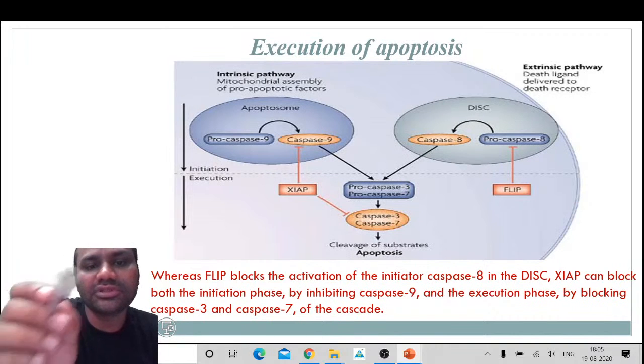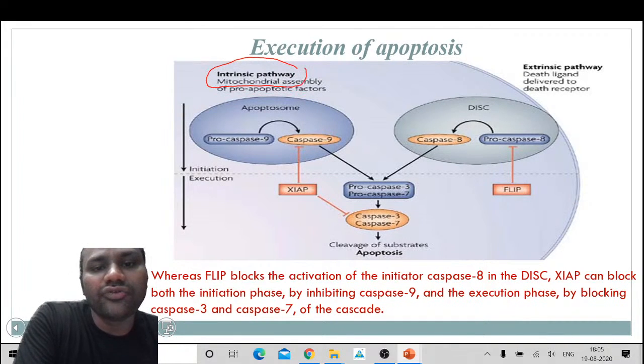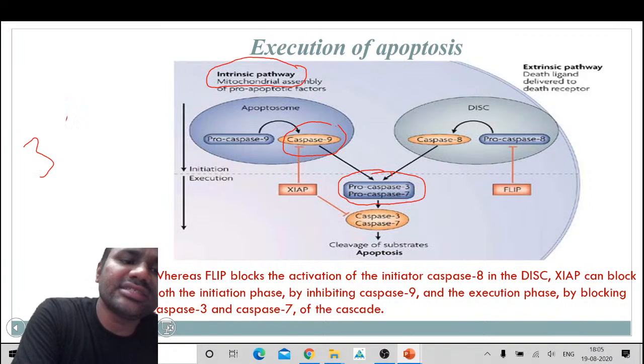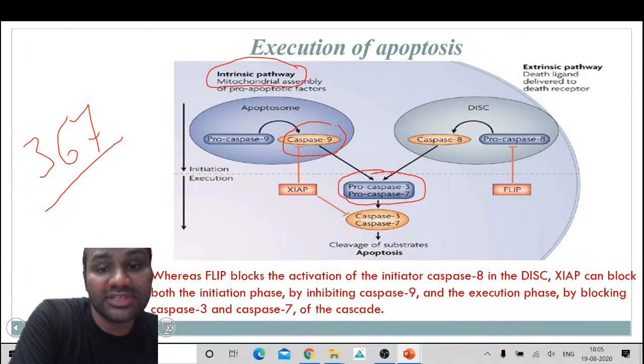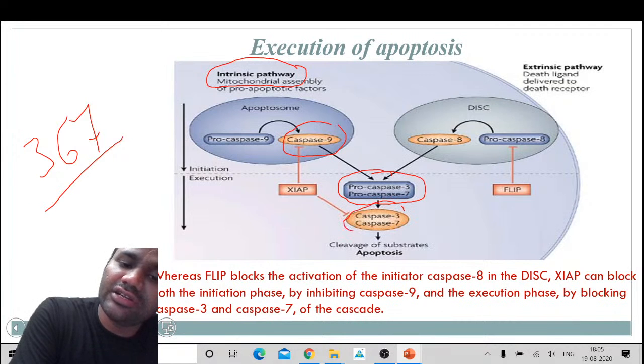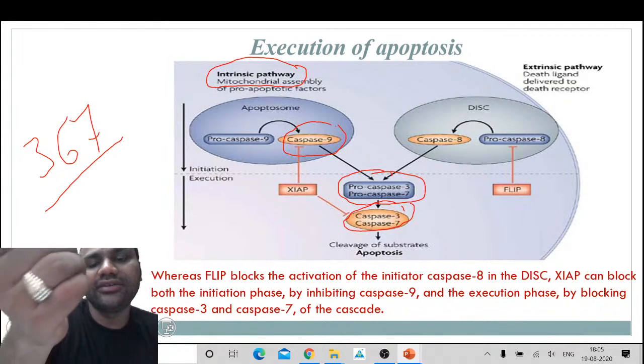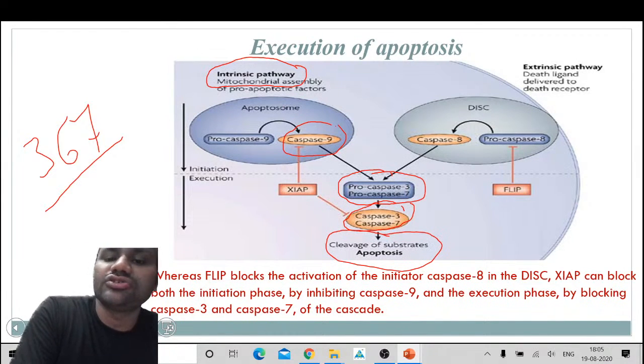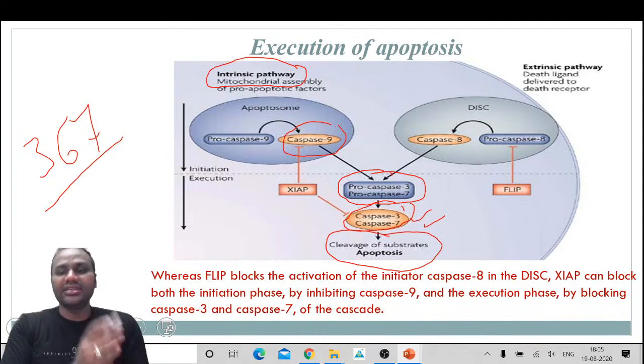In the execution of apoptosis, this is the intrinsic pathway. We have talked about the intrinsic pathway where there is activation of caspase 9. After that activation of caspase 9, what happens? The activation of procaspases 3 and 7 occurs. 3, 6 and 7 are executioner procaspases. Activated 3 and 7 result in cleavage of substrate, or apoptosis. So this is the execution phase, and in the execution phase you remember caspases 3 and 7.